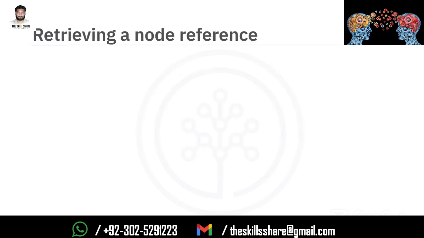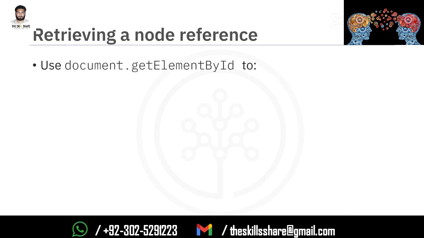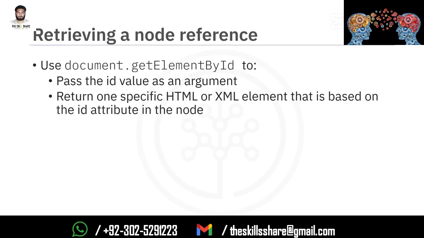To retrieve a node referenced for an element of a document given an ID, use the document.getElementById function and pass the ID value as an argument. This returns one specific HTML or XML element if a matching unique ID is found on the web page.